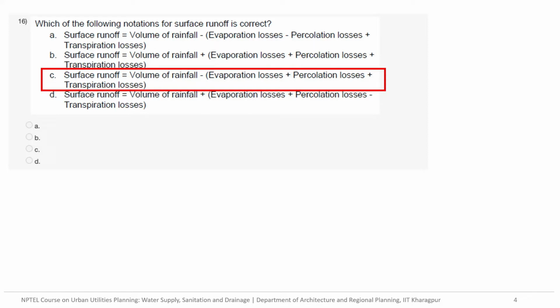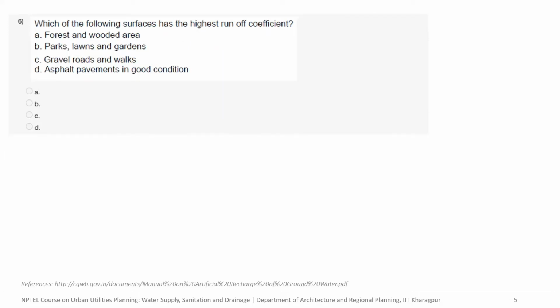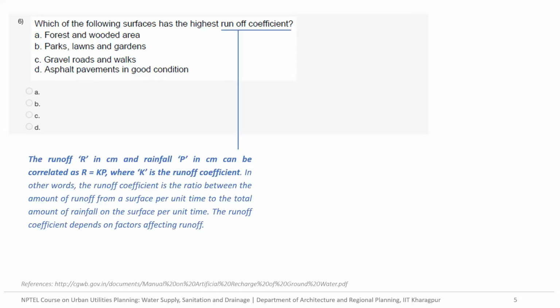So the next question: which of the following surfaces has the highest runoff coefficient? Forest and wooded area, parks, lawns and gardens, gravel roads and walks, asphalt pavements in good condition. So essentially, what is runoff coefficient? So we spoke about runoff.